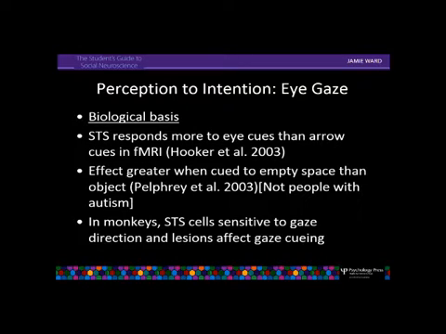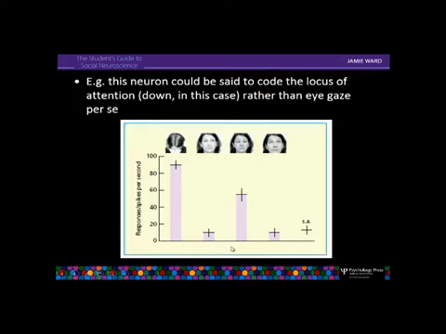Does that make sense? There's other evidence along those lines. In monkey electrophysiology, you can find cells that respond to gaze direction. Also, if you lesion the STS, it abolishes processing of gaze, being able to understand or respond to gaze cues. It also responds to heads as well as eyes. And really, the idea is that it's coding conceptually the locus of attention rather than the physical aspects of faces.